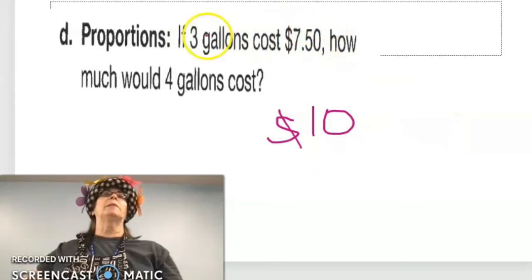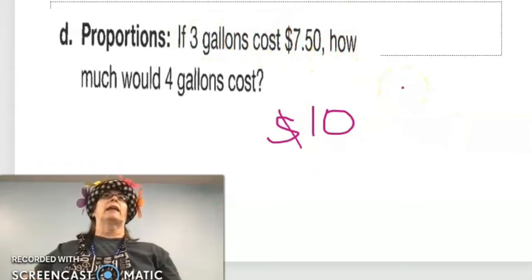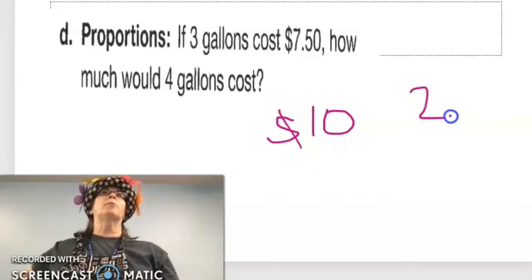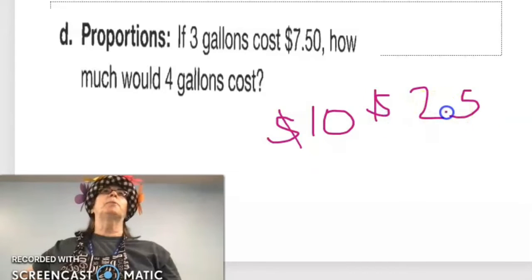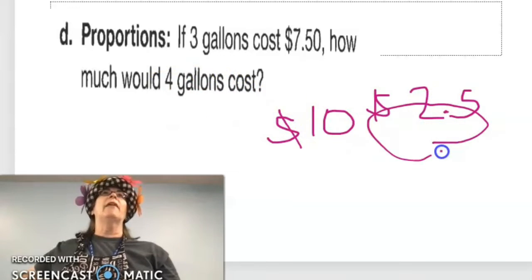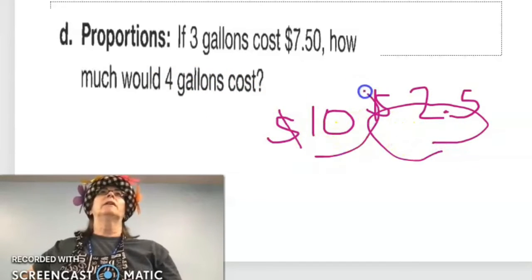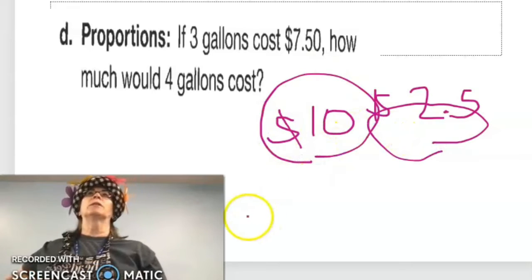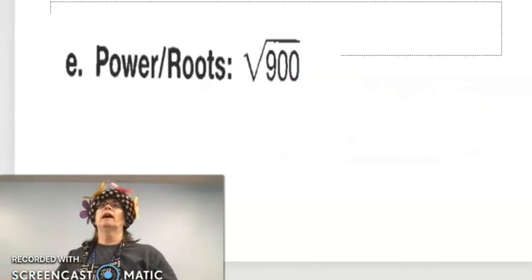So we're basically dividing both by 3 to see the cost per gallon, right? So you're saying there's 2.5 per gallon, which is correct. And since it's 2.5 per gallon, then 4 of them would be 2.5 added, or 4 times. Very good. All right.